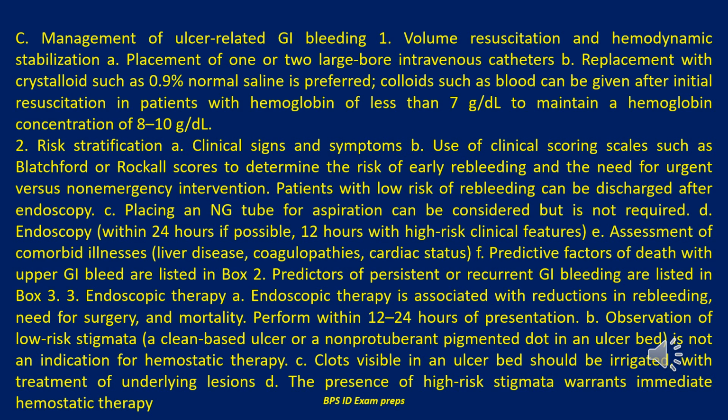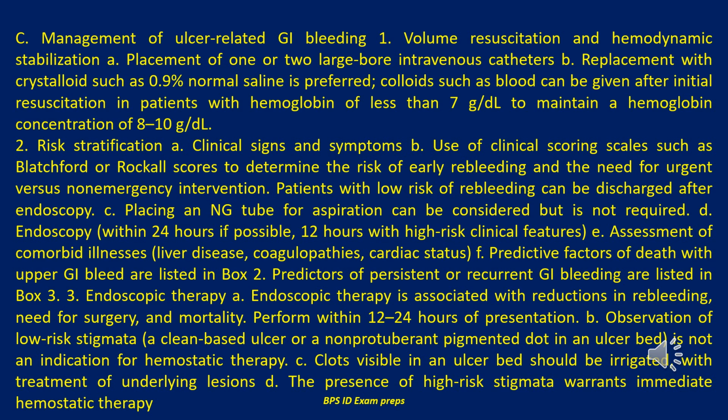This is followed by fluid replacement with crystalloids, such as 0.9% normal saline, which is preferred. Colloids such as blood can be given after initial resuscitation in patients with hemoglobin of less than 7 grams per deciliter to maintain a hemoglobin concentration of 8 to 10 grams per deciliter.